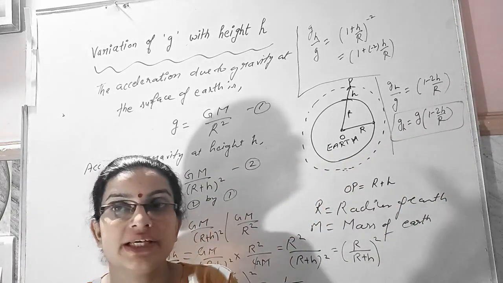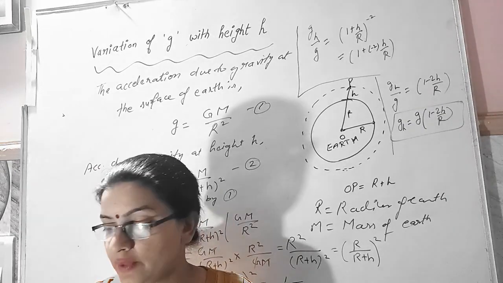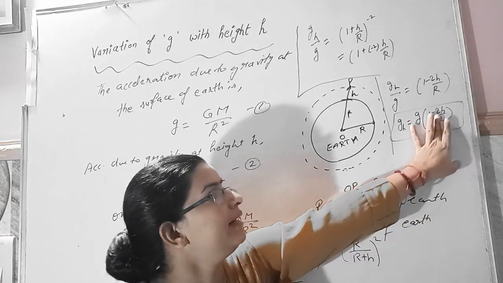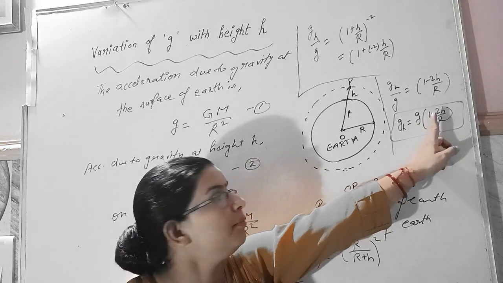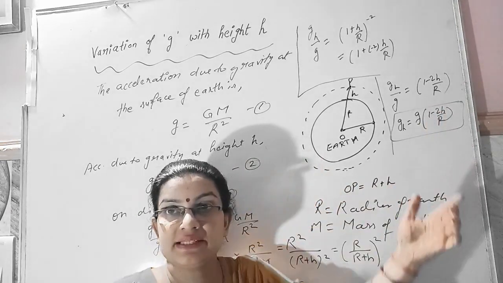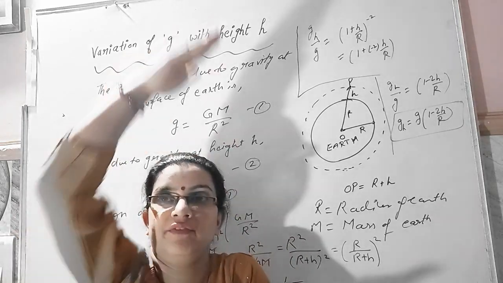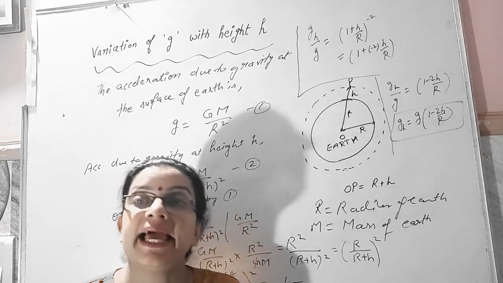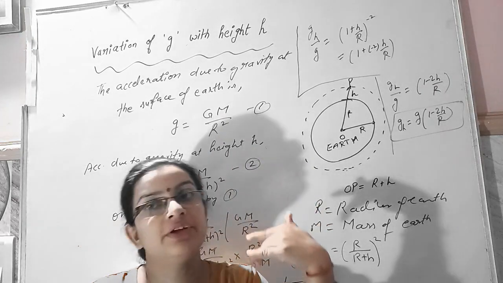Why? Because g, the acceleration due to gravity at the surface of the earth, is 9.8 meter per second square. So when we go to a height, it is 1 minus 2h upon r, so g into 1 gives g, minus g into 2h upon r. That means the net value is just decreasing. So as we are moving away, to a height h from the surface of the earth, we will say that the acceleration due to gravity decreases. So when you go to a height, the value will decrease.